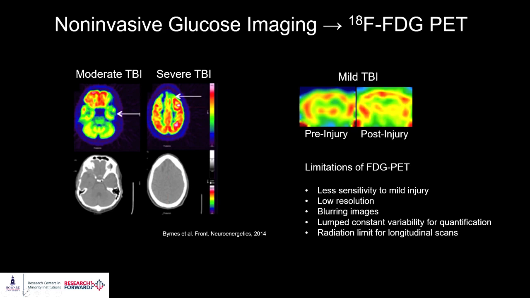Currently, FDG PET is the major imaging modality that can be used to detect glucose uptake and metabolism in the brain. Studies have shown that PET can differentiate moderate TBI from severe TBI by looking into the uptake of fluorine-18-labeled fluorodeoxyglucose. However, PET imaging is less sensitive to the milder form of TBI, which accounts for the majority of TBI cases. PET is low resolution and produces blurry glucose images, making it difficult to see changes.